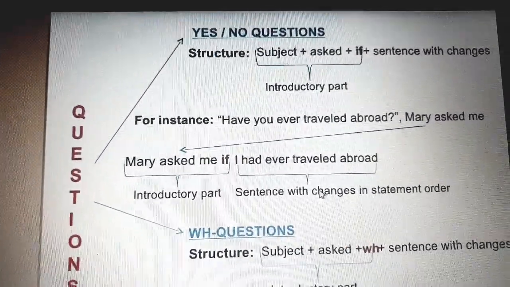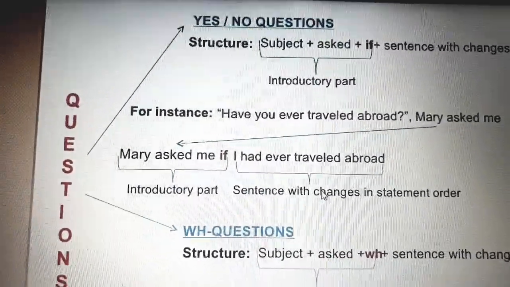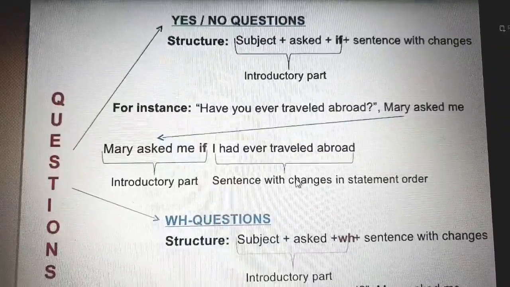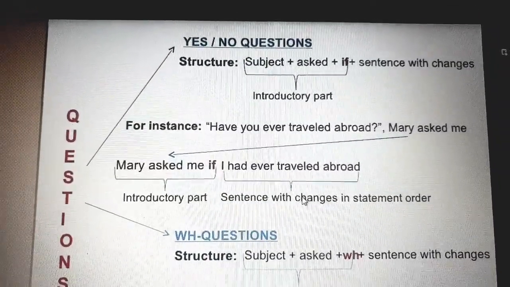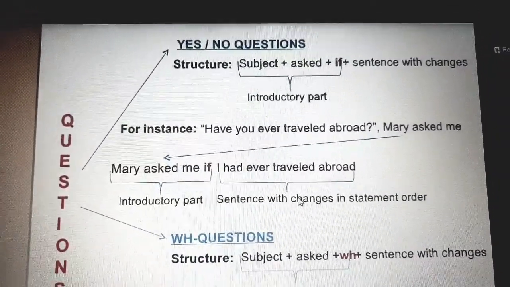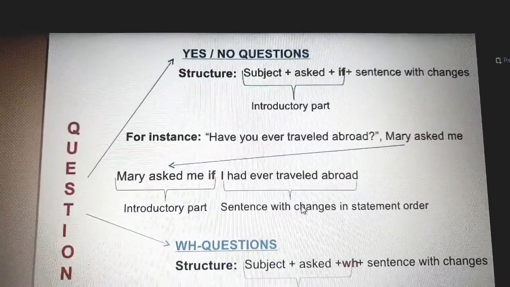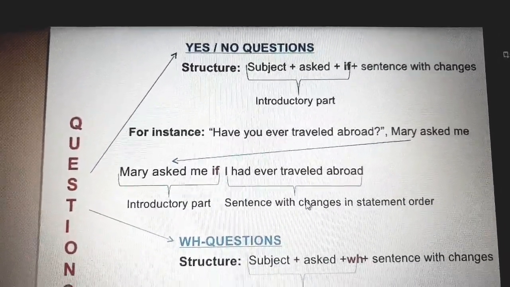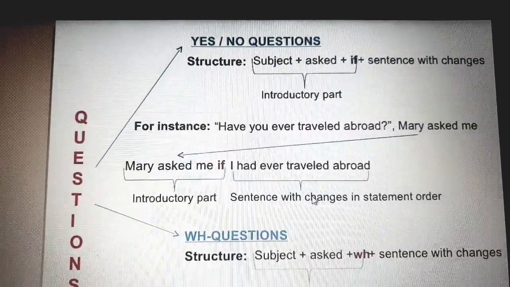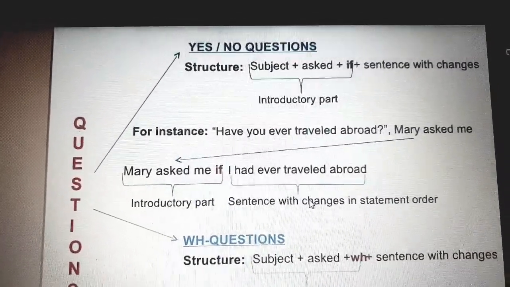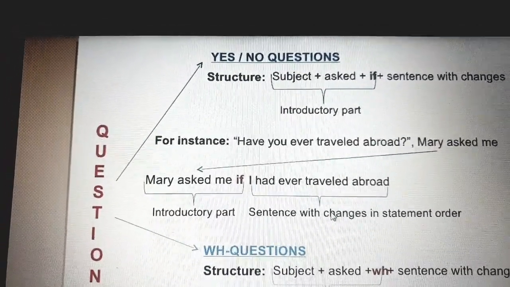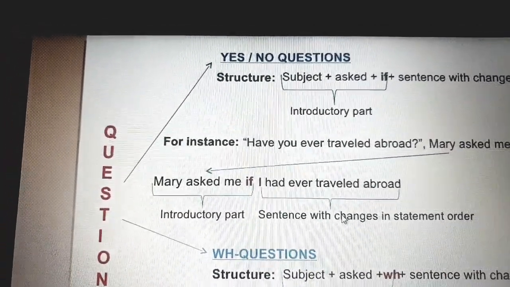So the example here is a question, a yes or no question. Have you ever traveled abroad? Okay, first step, when I have has, is, are, I want to make a back shift, right? Even if I have does, did, do, whatever. So the back shift in tense is very necessary.